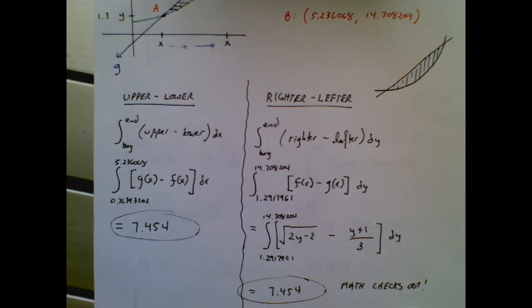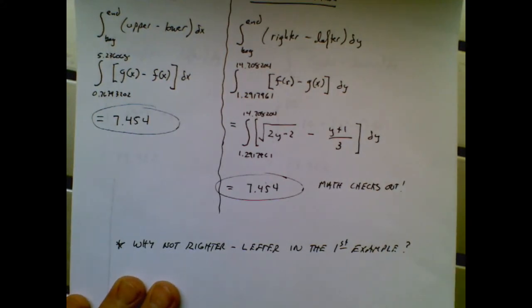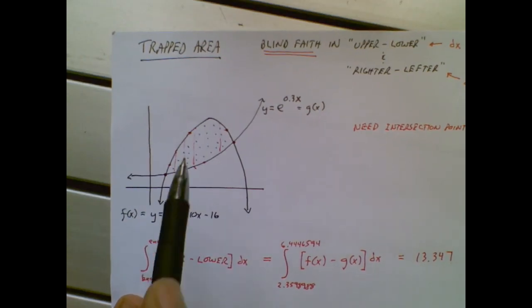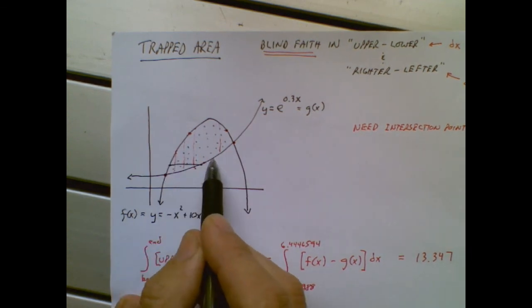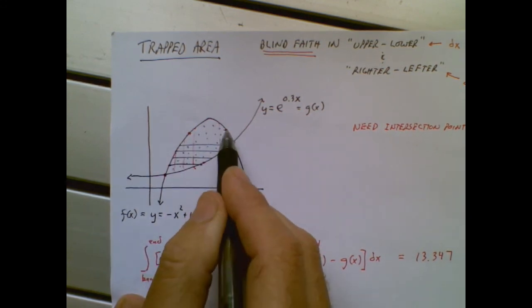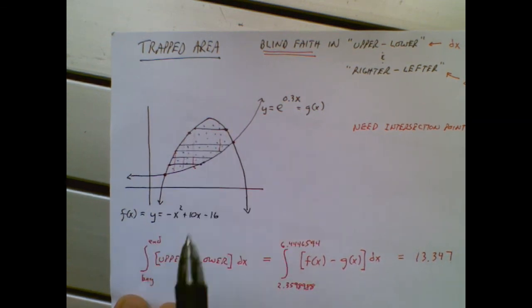So, same answer either way. So why didn't we do the righter minus lefter in the first example we just did? I think you probably picked up on that by now, but I'll go back and show you. As I talked about before, any stripes I did over here, right to left, were valid stripes because they went from one equation to the other, but this example stripe right here was invalid because it started and ended using the same equation, and your integral will blow up in that case. You don't want an integral blowing up on you.